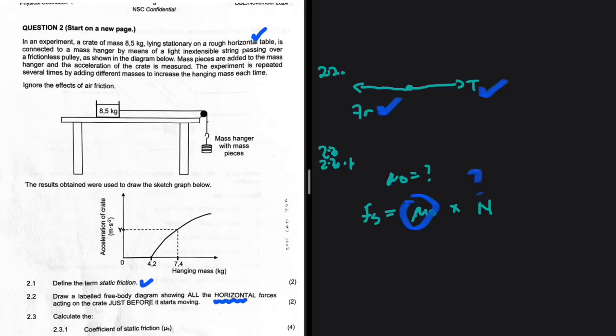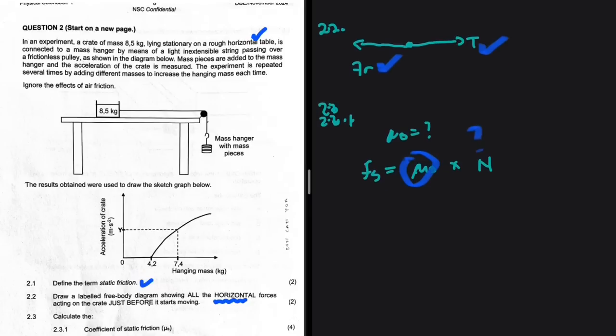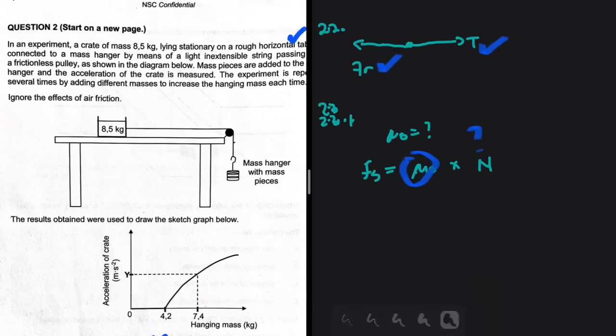What about the normal force? Well, the normal force, we can calculate it, right? Because there's no Fy, the normal force is just going to be equal to the weight. So the normal force is 8.5 multiplied by 9.8. Let me just put this in my calculator and see what happens. My calculator is in scientific mode, so let me put it back to normal. So we have 83.3 Newton. This is the normal force.